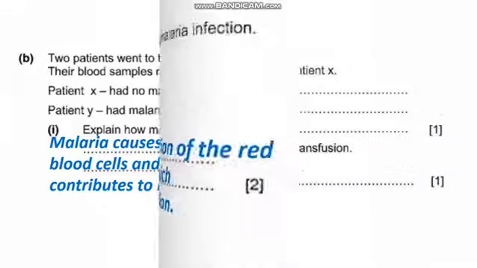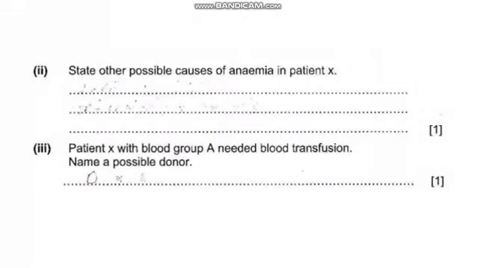Let us now move on to our second question. So here is our question B2. Our question B2 reads, state other possible causes of anemia in patient X. So remember, patient X had no malaria parasite but was anemic. So we need to state other causes of anemia in patient X, and it is just carrying 1 mark. So there are many causes of anemia, so you can just write one, you'll be marked.